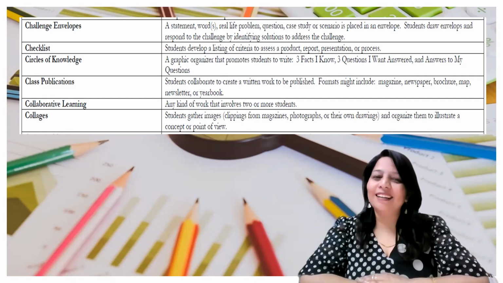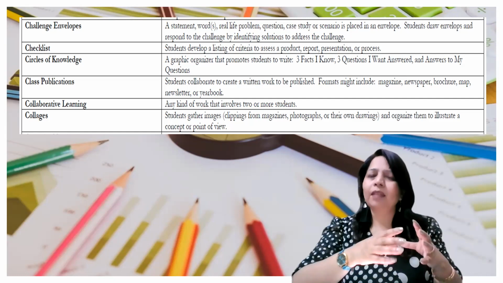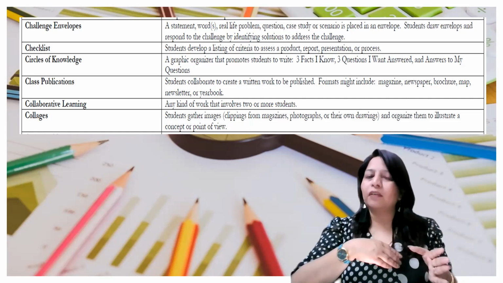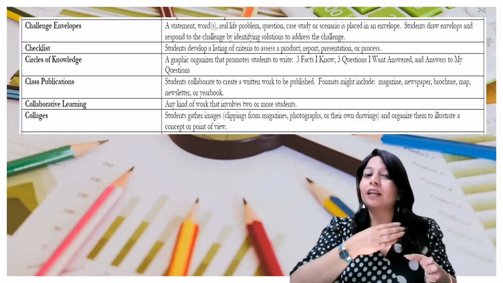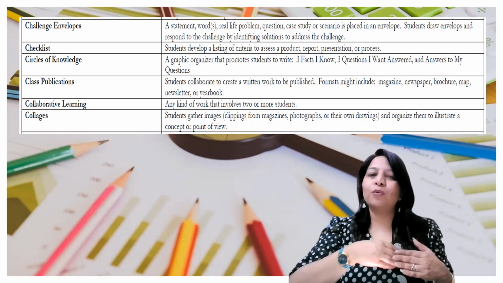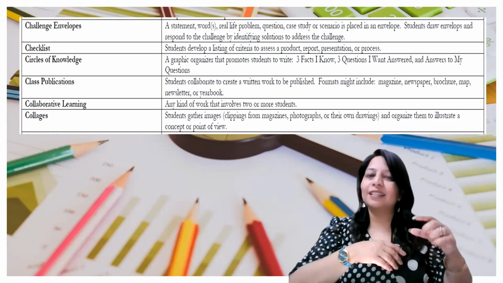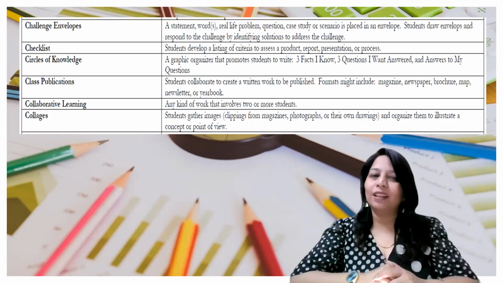Next one is checklist. Students develop a listing of criteria to assess a product, report, presentation, or process. They will be creating a checklist. It's a kind of like as we create rubrics to check whether the students are able to achieve all the given parameters, all the points that we have listed in the rubrics, the different descriptors to the different levels, right? So likewise, they can create their own checklist, listing the criteria to assess a product. It is a kind of Likert scale also, you can share the same with them.